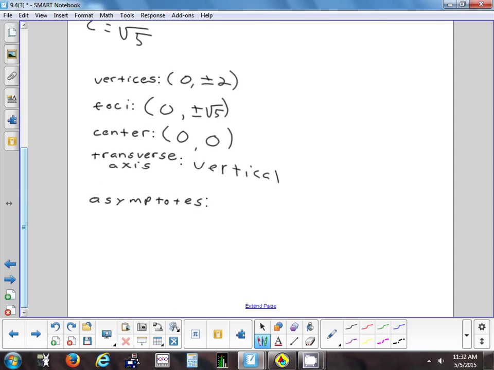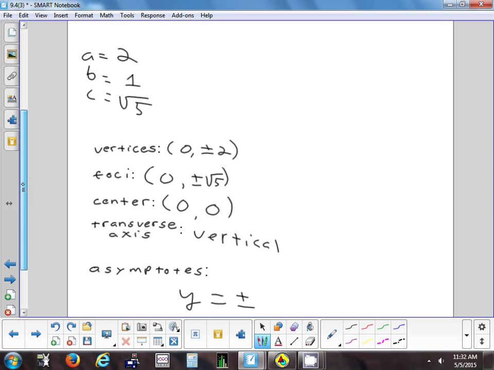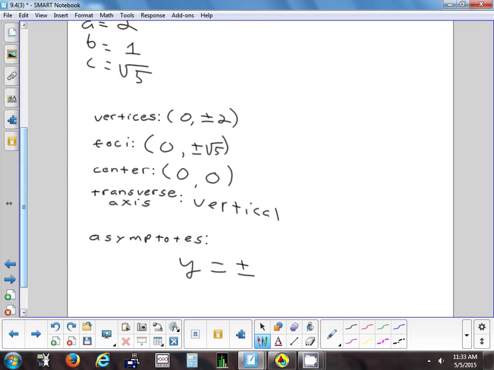Okay, and now our asymptotes. We just got to get our slope right. So what's my slope going to be here? Yep, 2 over 1. Did you think VAB in your head? Yeah. You did? All right. 2 over 1, or just 2x. Vertical, A over B.